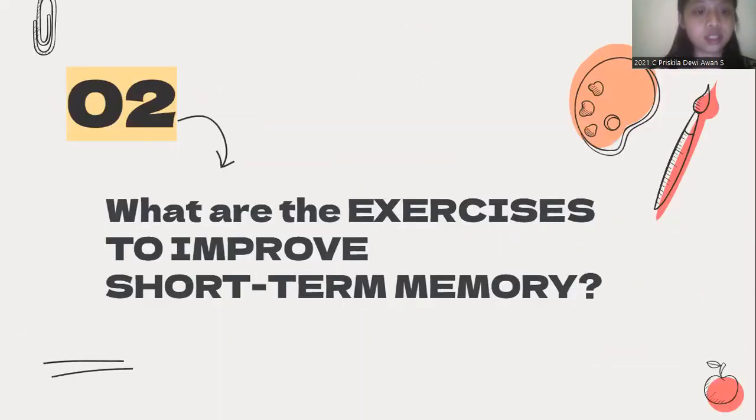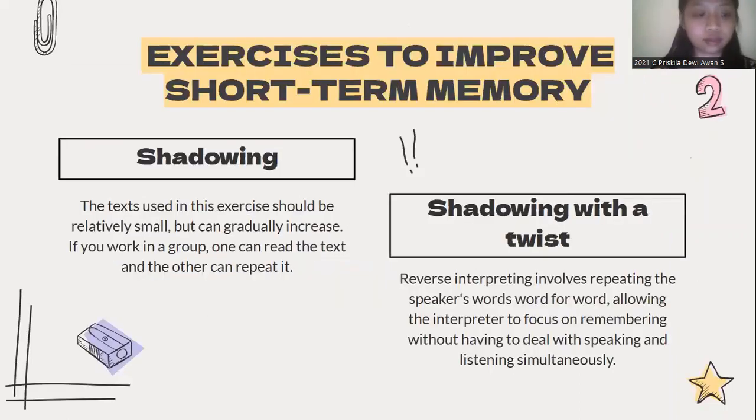Okay, the second question is, what are the exercises to improve short-term memory? The first exercise is shadowing. Usually, the interpreter is a word or two behind the speaker while repeating what is being said. It is also very good for memory development because it forces the performer to store and remember small groups of sounds, words, and information in a relatively short period of time.